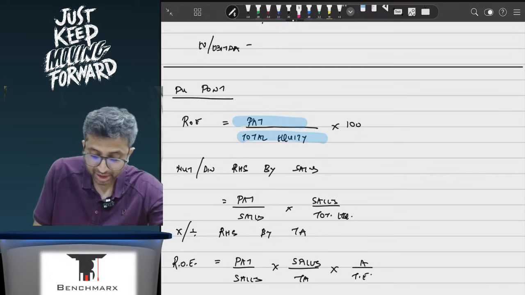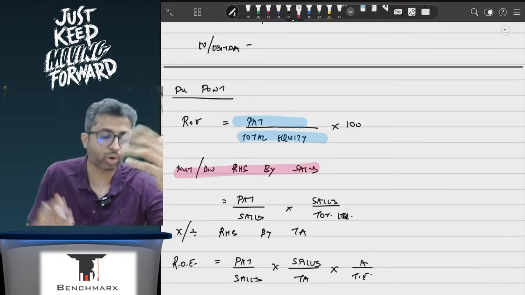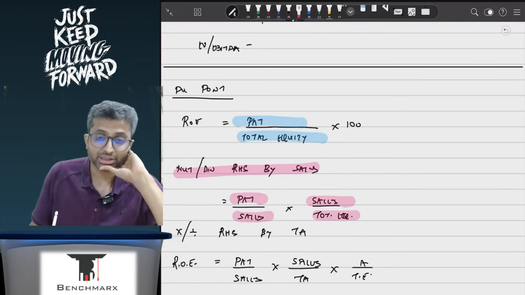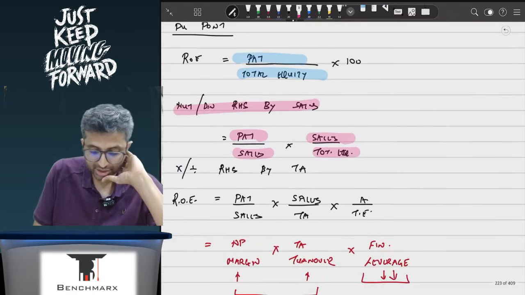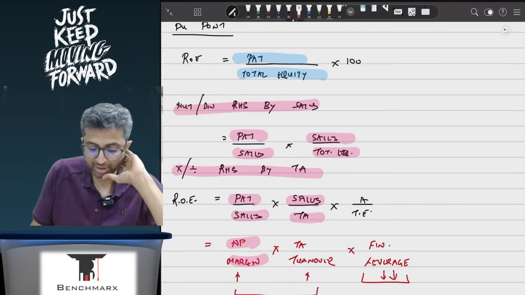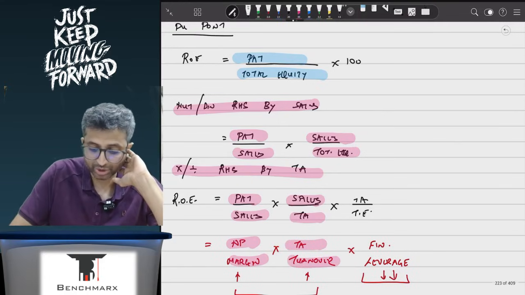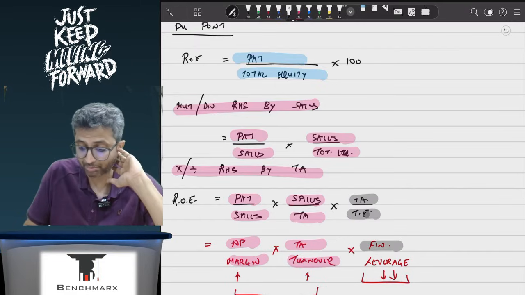What I'll do is I'll multiply and divide on both sides by sales, on the right hand side by sales. This is PAT by sales upon sales by total equity. Then I'll multiply and divide by total assets. So this will be PAT by sales, that is your NP margin, sales by total assets, that is your total asset turnover, and total assets by total equity. So this is your financial leverage or your multiplier.